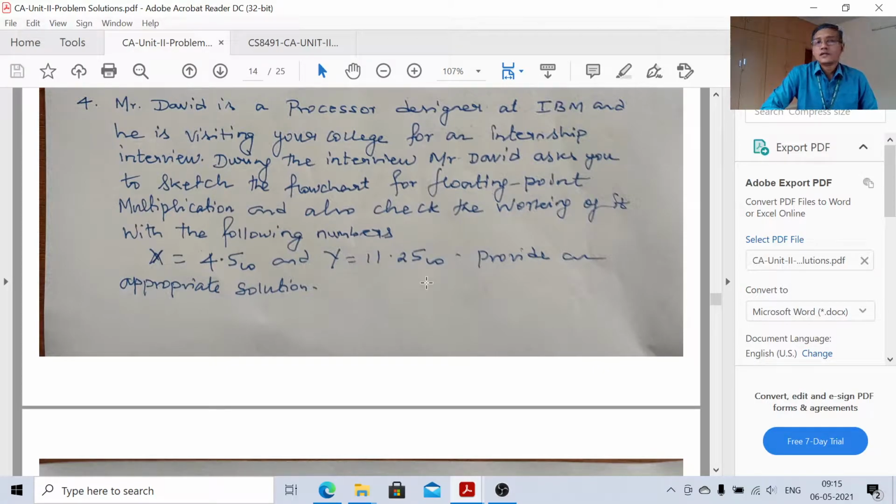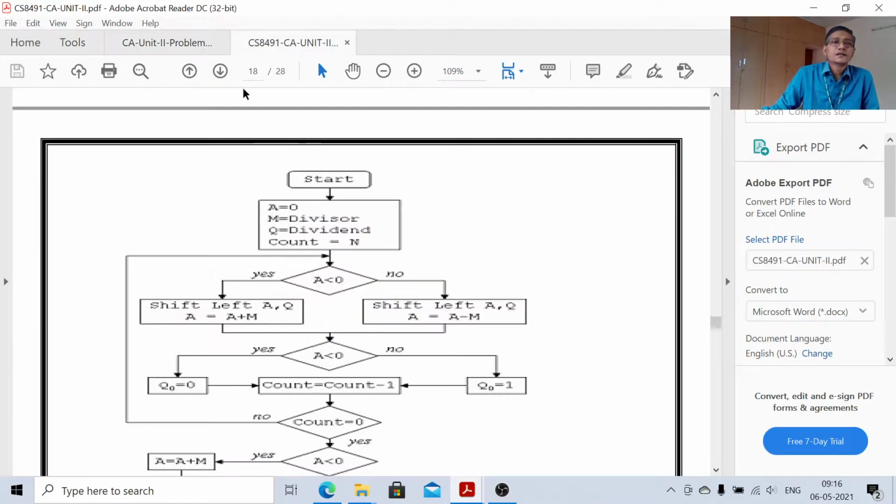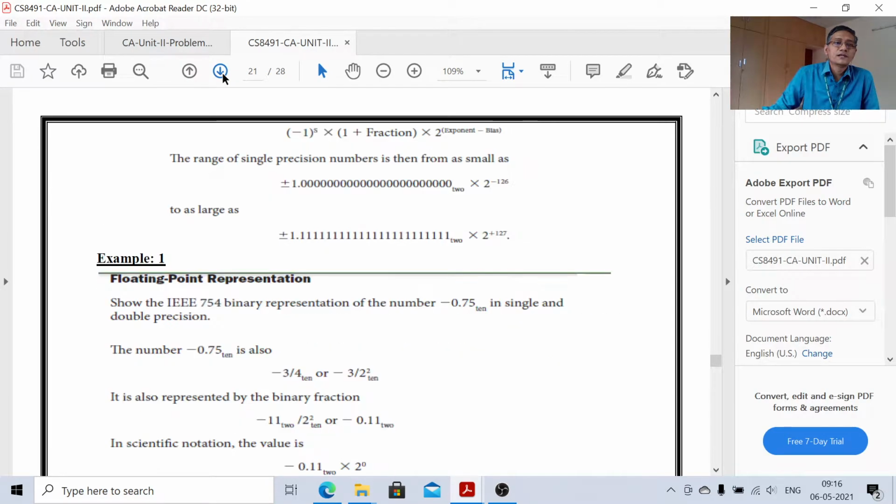Provide an appropriate solution. So in the question they have given it is floating point multiplication, and we need to perform the floating point multiplication for 4.5 base 10 into 11.25 to the base 10, right? So first of all we need to go for the flow chart. Okay, so flow chart for representing the corresponding floating point multiplication algorithm.